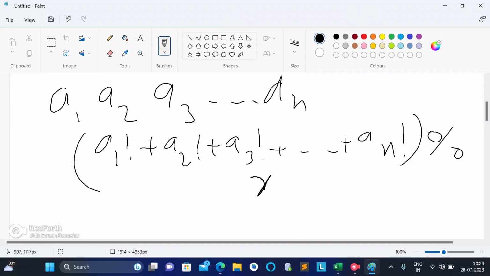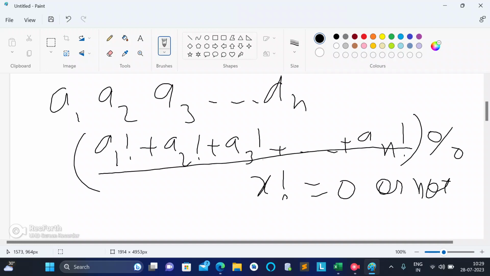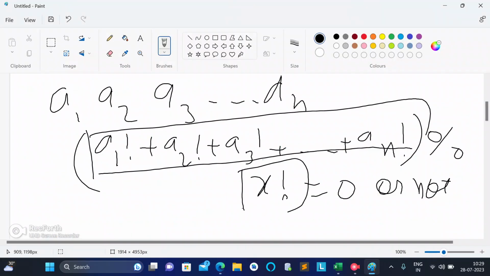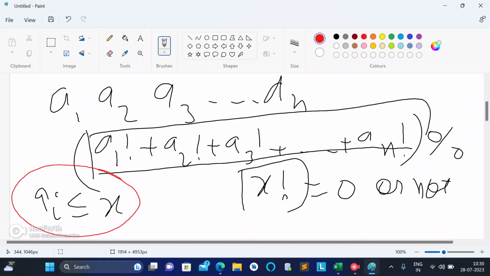modulo x factorial is 0 or not. We have to tell whether this number is actually divisible by x factorial or not. We are also given that all the values of ai are less than or equal to x.